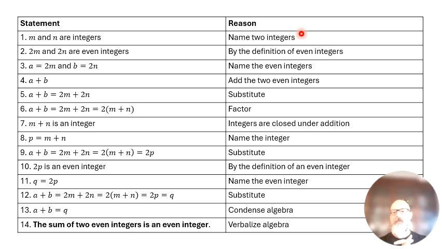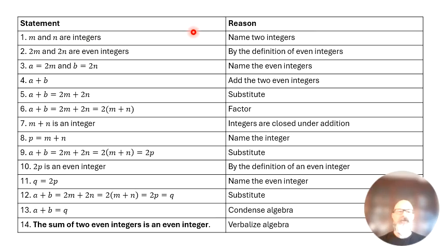Sometimes your reason for your statement is just literally what you did. In this case, we named 2 integers. You're like, well, where'd you come up with those? How did you come up with those? Can you just do that? Yes. In proofs, naming is not sorcery. It is strategic. You're naming in proofs all the time. So we'll name 2 integers m and n.